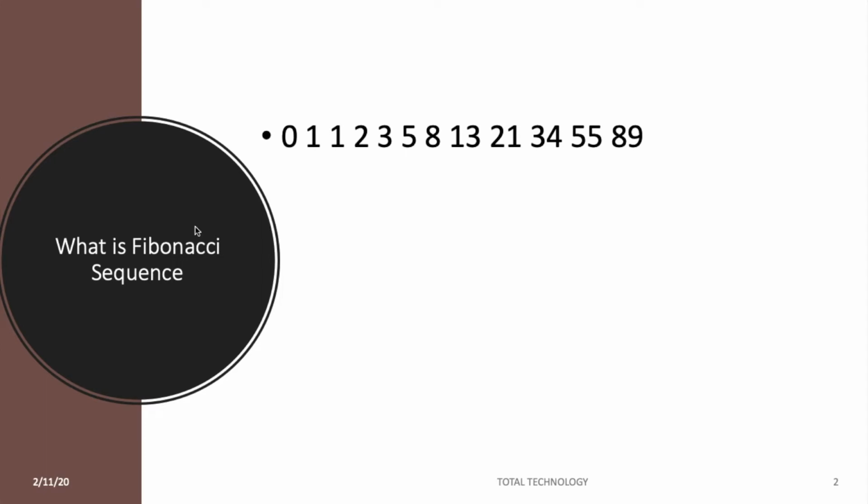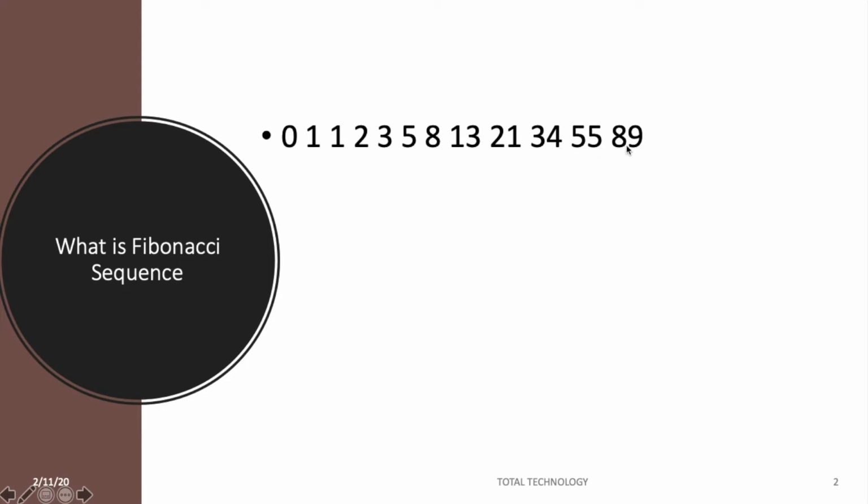So this is a Fibonacci sequence. It starts with 0 and after that it's 1. The previous number and the next number are added, and the resultant number will be the next number. So 0 and 1 are added and it becomes 1. Then 1 and 1 become 2. Then 2 and 1 become 3. Then 3 and 2 become 5. Then 5 and 3 become 8. Then 8 and 5 become 13. 13 and 8 become 21. 21 and 13 become 34, and 34 and 21 become 55. 55 and 34 become 89.